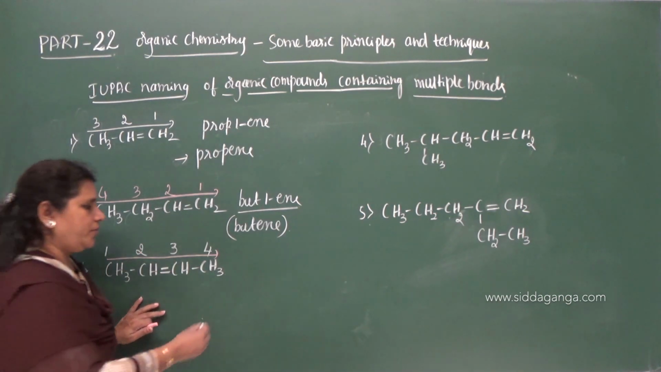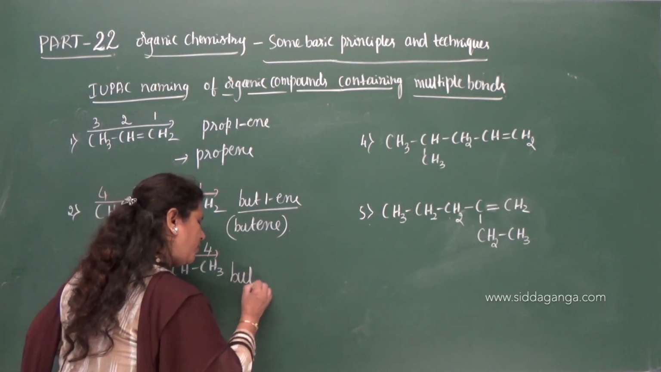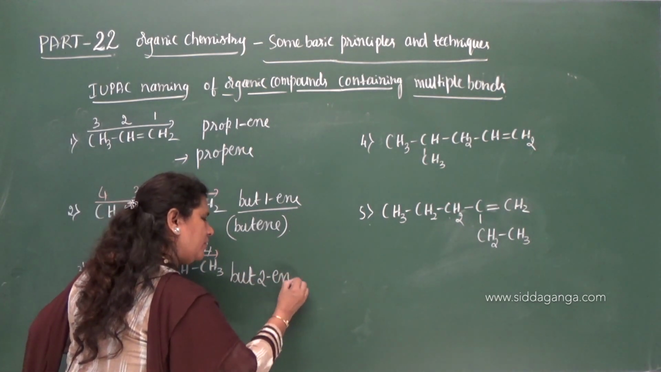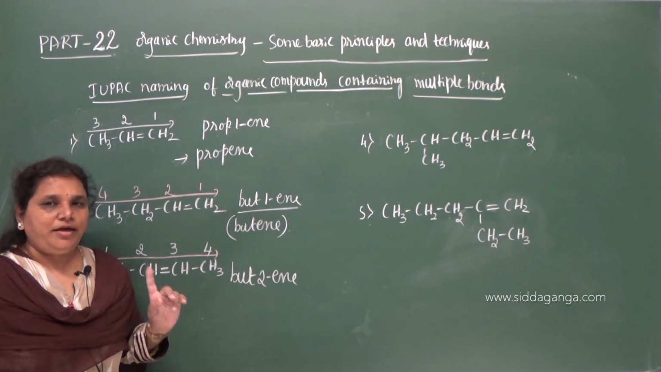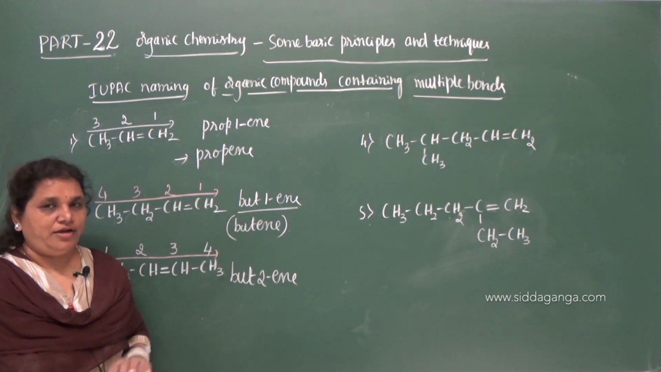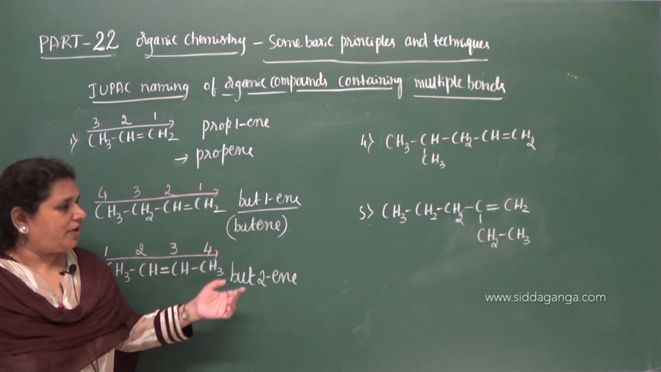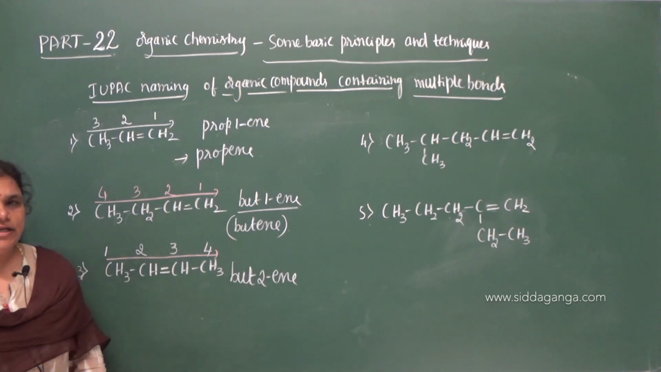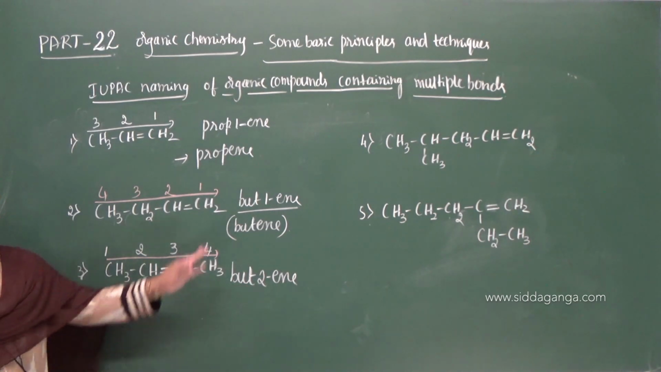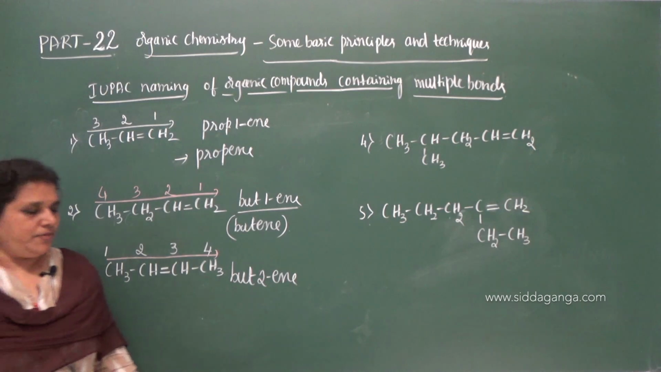Therefore but-2-ene. So don't write it as butene now, because you cannot ignore the locant 2 here. Only if it is locant 1 can you ignore the locant. So but-2-ene is the name of this compound. Similarly, move on to the next one.